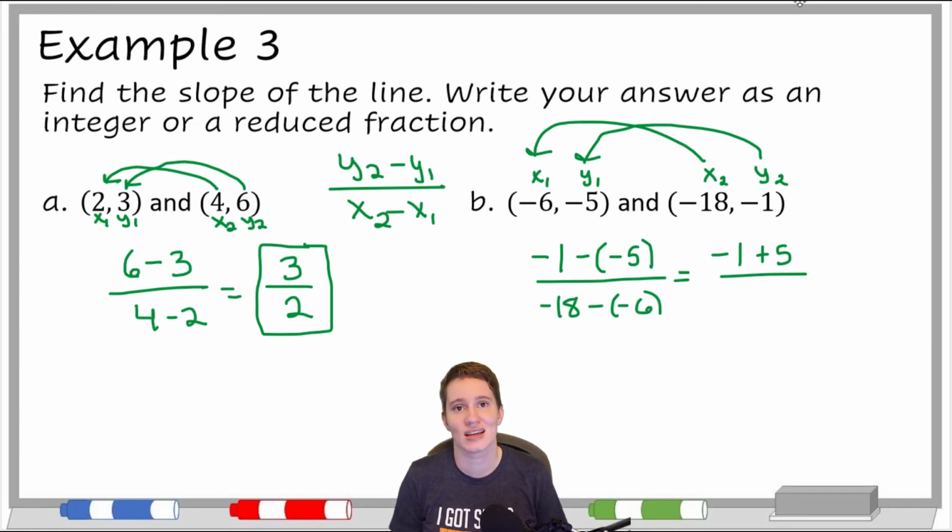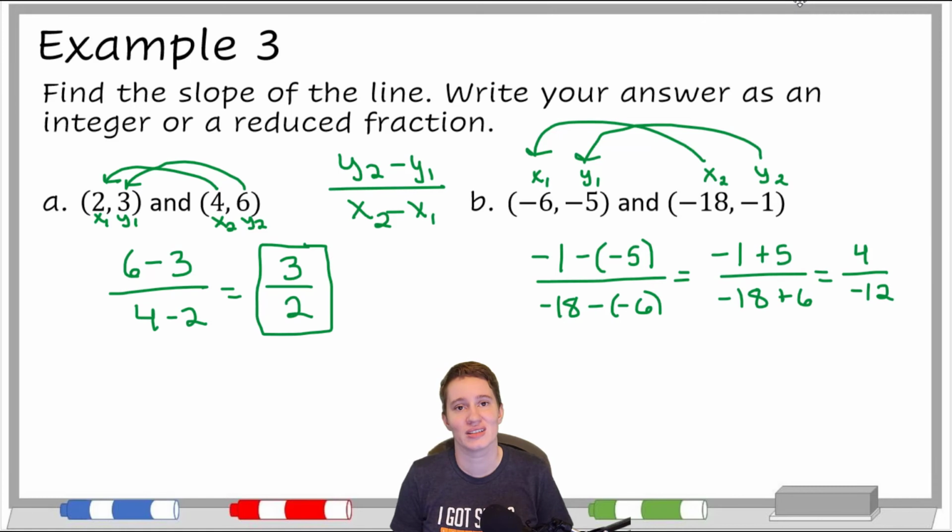Which minus a negative makes a plus. Go for it. -18 plus 6. And then we work this out. So on top, -1 plus 5 is 4. Bottom, negative 18 plus 6 is negative 12.